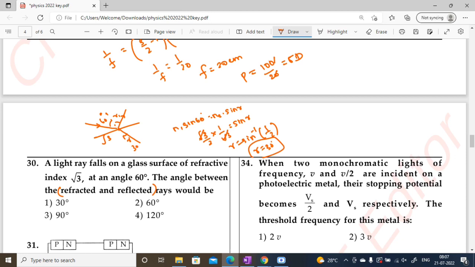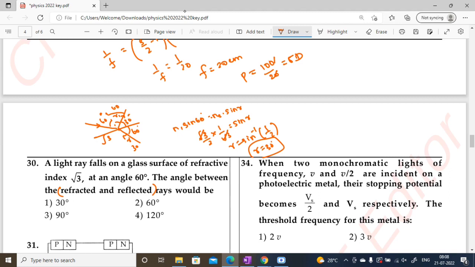If this is 30, the remaining angle would have been 60, because this normal is making an angle of 90. In that 90, this angle is 30, and the remaining angle will be 60. And of course, if this is 60, by the condition, I can just say the angle of incidence will be equal to the angle of reflection in case of reflection. This angle made by this will be 60, and the remaining will be 30.